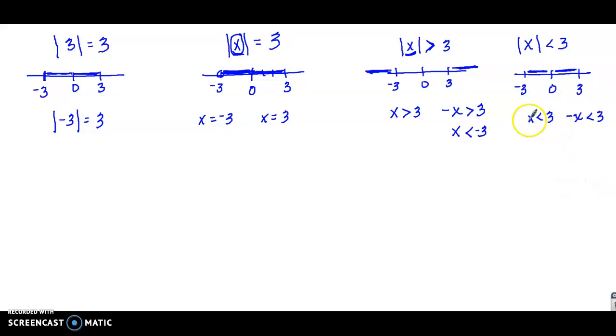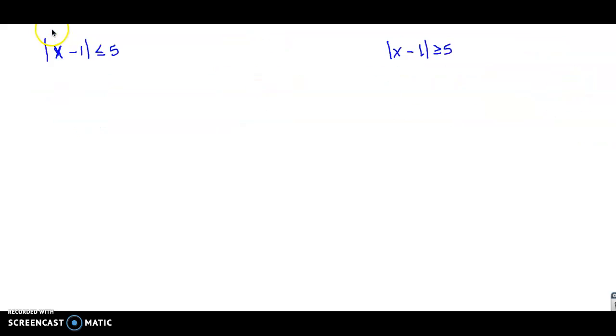Notice there's nothing to do on the left. These are going to give me these values automatically. And this one, when I divide by my negative, that's going to flip my symbol, and my x values would be greater than -3. So that would turn into these values on my number line between 0 and -3. Now, the reason I really need to know that is because let's see what happens now.